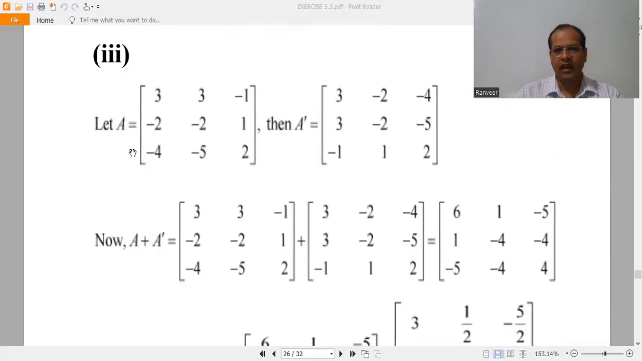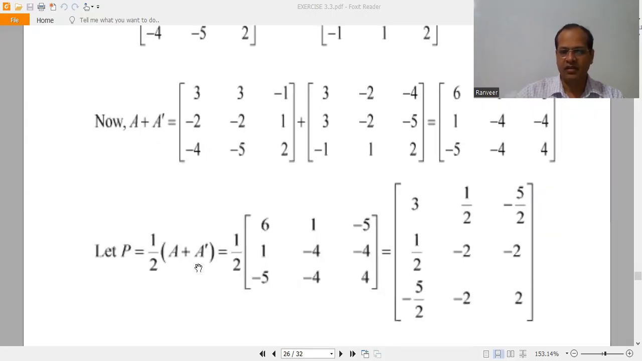Now A and A dash. Third question, A and A dash. So A plus A dash, once we find it out, this is the final result of A plus A transpose. So half of A plus A complement, that we are representing. Always these are the steps that we follow for the sum of a symmetric and skew symmetric matrix.